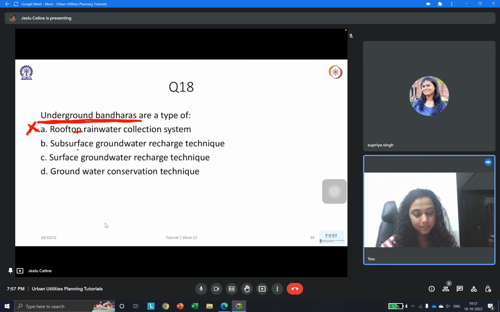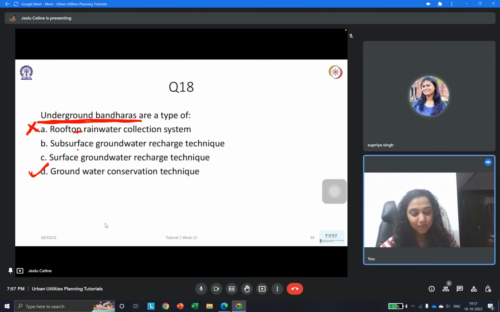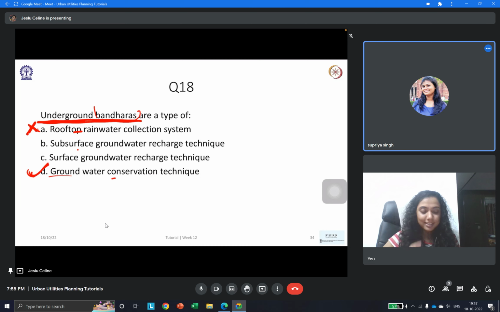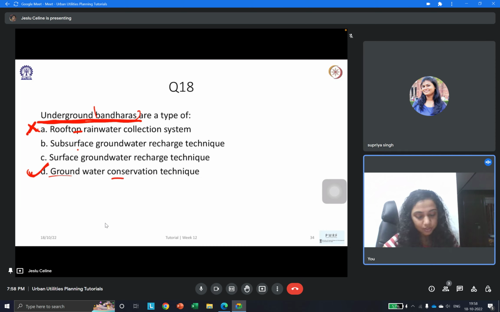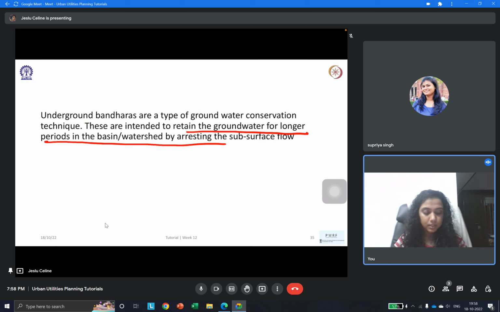Then is it a subsurface groundwater recharge technique? No. It is a groundwater conservation technique. There's no why to it, it's a traditional method which is used to conserve groundwater. This is the definition for that. What they do is, these are intended to retain groundwater for longer periods in the basin by arresting the subsurface flow. So that's how it happens.